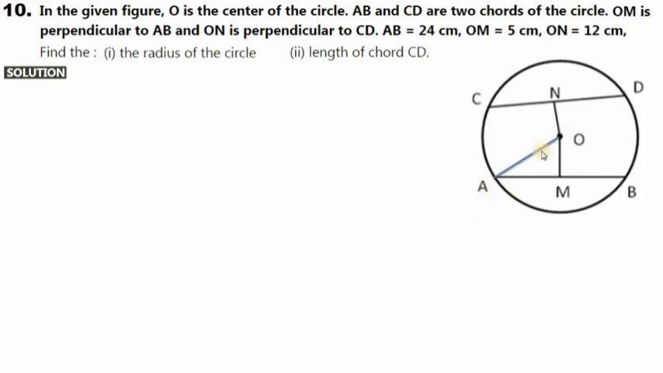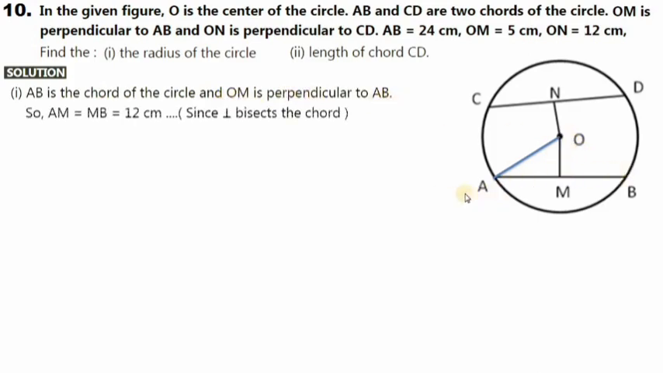So for that I'll join A and O, because OA is also my radius, isn't it? So I'll calculate my radius using this particular triangle. AB is the chord of the circle and OM is perpendicular to AB. As this is said, we must have AM and MB equal, because whenever you draw a perpendicular, this perpendicular will bisect the chord. So AM equals MB. Since this entire AB is 24, both AM and MB are going to be 12 centimeter each, just half of 24, right? So we got AM.